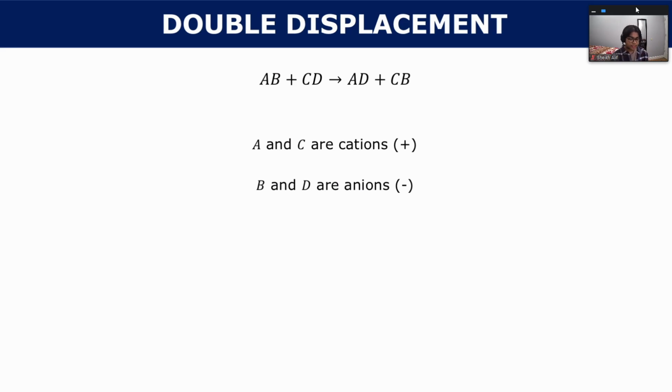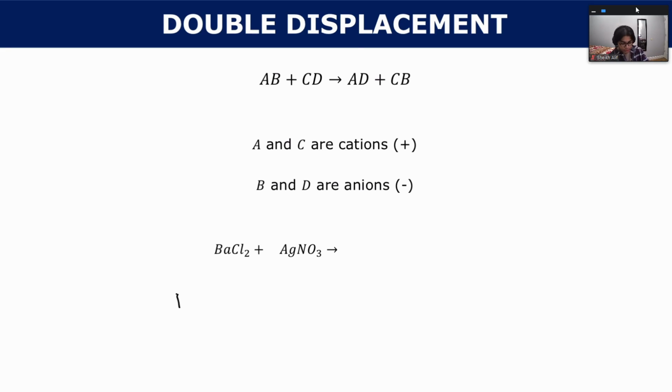Double displacement is where the reactants AB plus CD produce AD plus CB. You can think of it like wife swap if you've ever seen that. A and C here are the cations and B and D are the anions. That means that AB, CD, AD, and CB are all neutral. And that is very important. So let's take a look at this example right here.